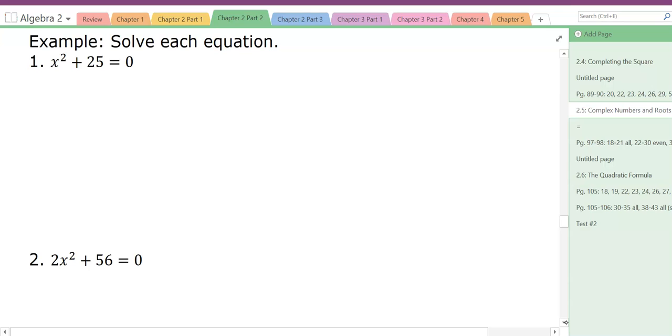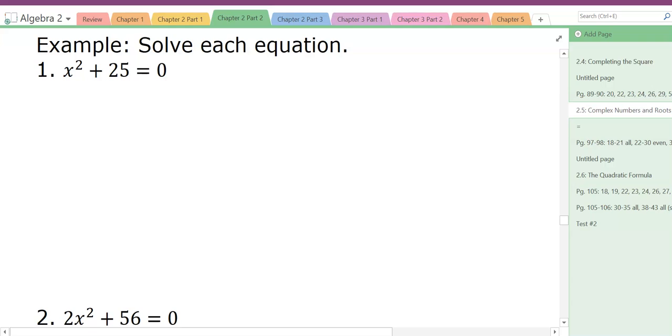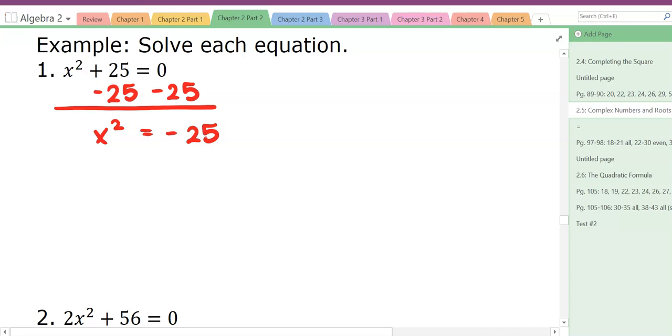So for this first one, I have x squared plus 25 equals 0. What should I do to get x squared by itself? Okay, so subtract 25. So now it says x squared equals -25. Then what do you guys do? So root both sides, good. So what's the square root of 25? 5. And that negative is going to come out as an i. So make sure you have 5i.